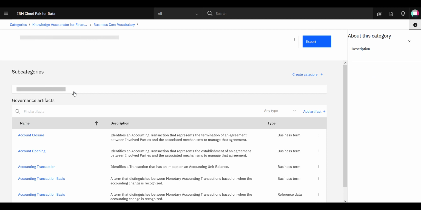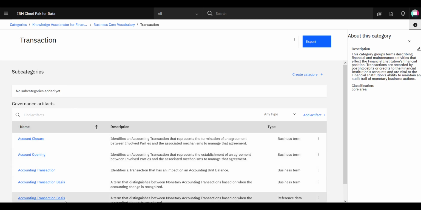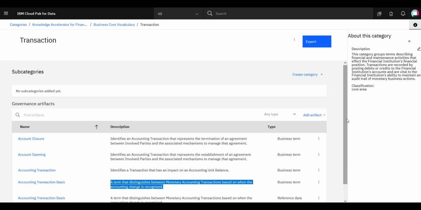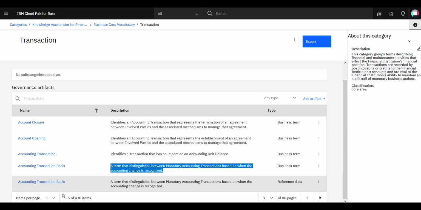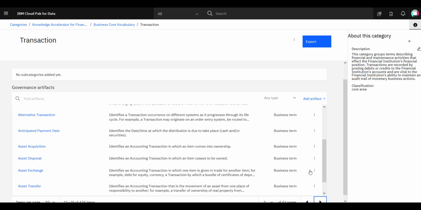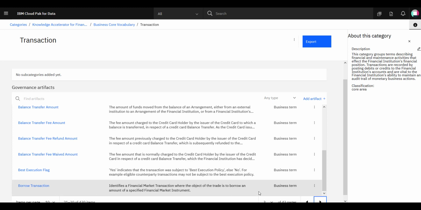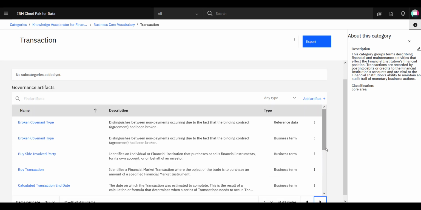In this category, there are terms describing the different types of transactions, their characteristics, and relationships with other business terms. For example, accounting transaction basis, which describes when the change effected by the transaction is recognized. Asset acquisition, asset disposal, asset transfer are types of accounting transactions. Borrow transaction and buy transaction are types of financial market transactions. There are 430 terms in this category describing the different transaction types and their properties.